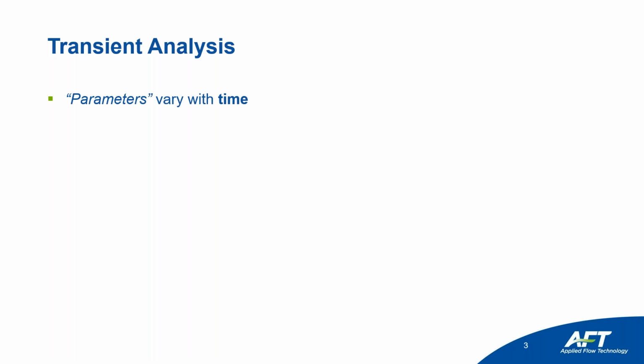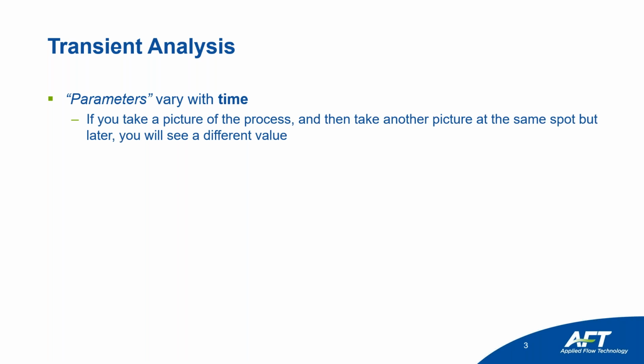Well, it means things or parameters, in italics, vary with time. You can have a system that looks like things vary because what comes in and out of a heat exchanger are different, but that differs spatially. It differs with length, not with time. So what this means is if you took a picture of a process, then took another picture in the same spot, but just later in time, maybe an hour later or so, you will see a different value.